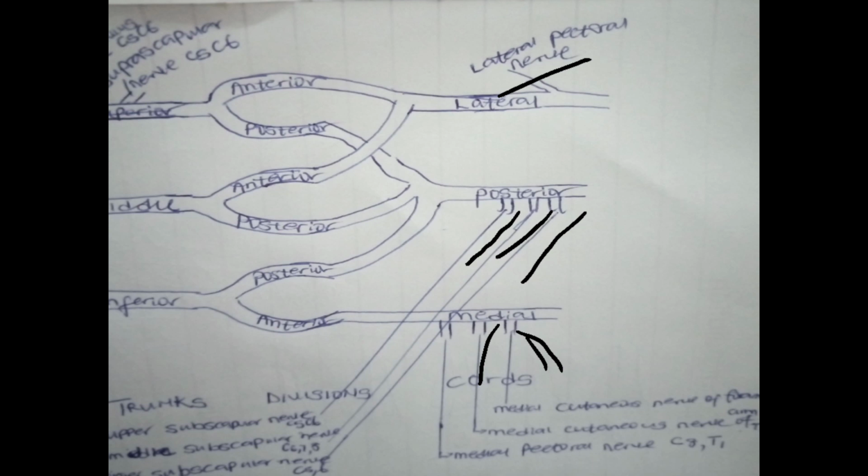And lastly, we look at the medial pectoral nerve, to my left. This nerve innervates the pectoralis minor, root value C8 and T1.